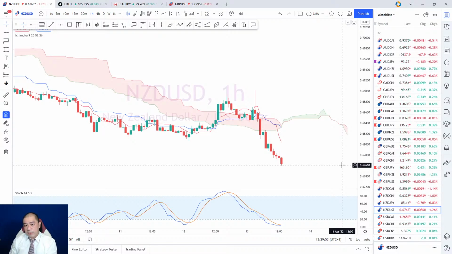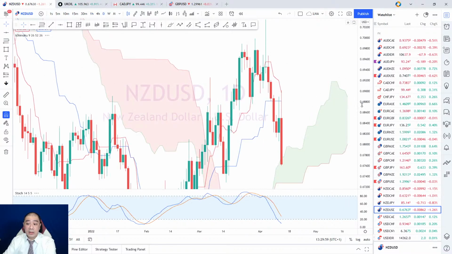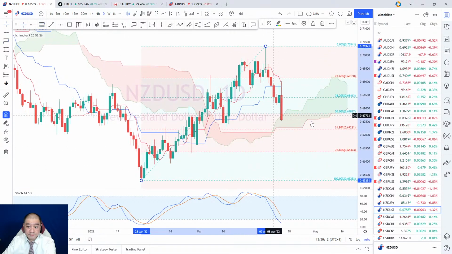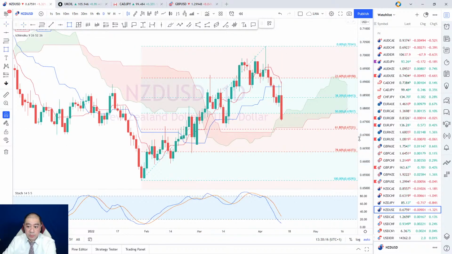But let me just clarify one thing. RBNZ has been hiking interest rates, but it's still pushed down by the dollar, right? And we'll see it right now. We are in the momentum. We are in a correctional phase. We could be looking at support around 67. And just to make sure, I'll go by Fibs. But we are looking at about 67.25, 67 support area for New Zealand USD. If you're planning to go long on New Zealand USD, make sure there is a bounce around 67.